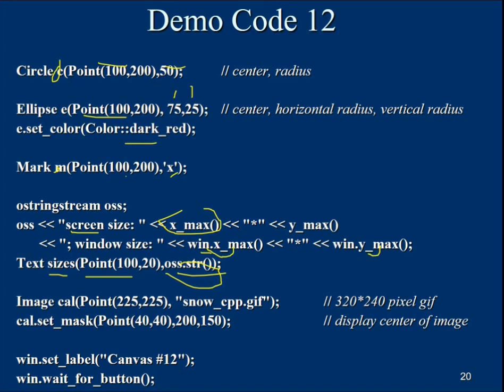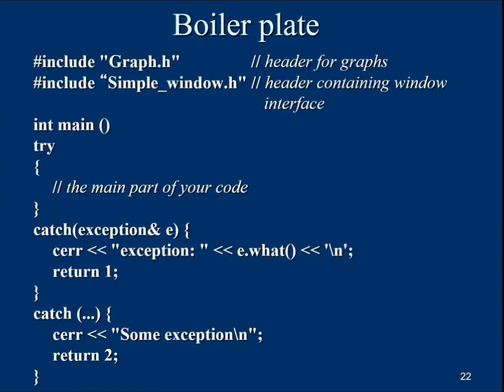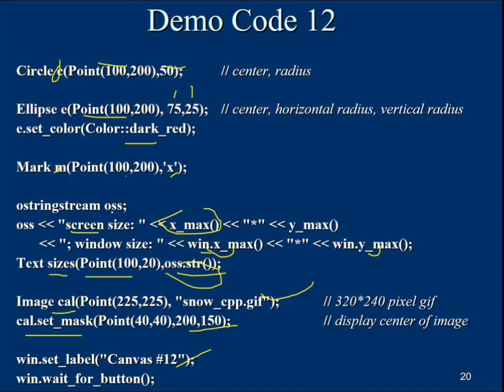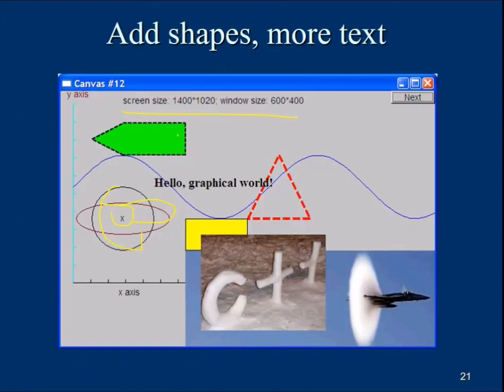Then we also have an image. We want to display the center of the image, so we may make an image GIF, set a mask with some point, display the center at this point and show it on canvas number 12. So this is our circle, this is our ellipse, this is the point. And these are the ostringstream OSS values which are being reflected here.